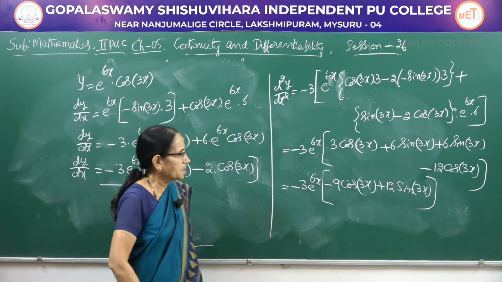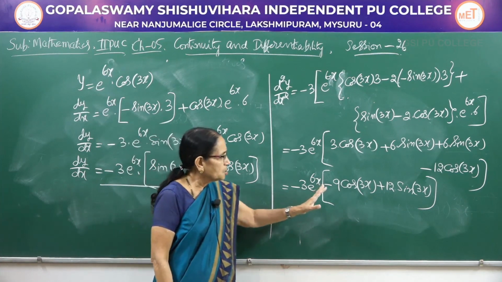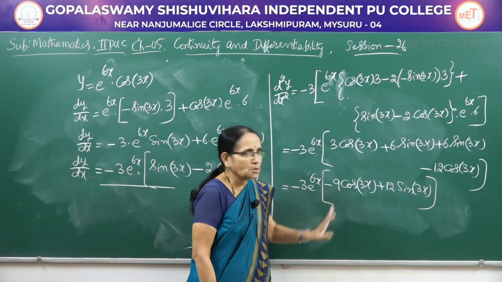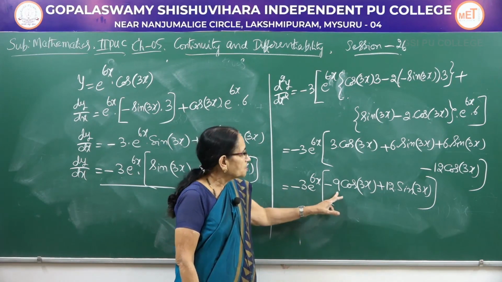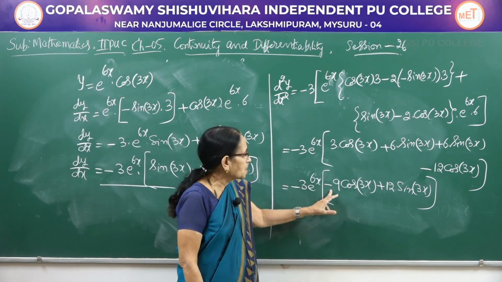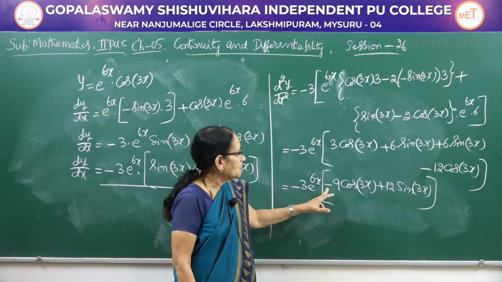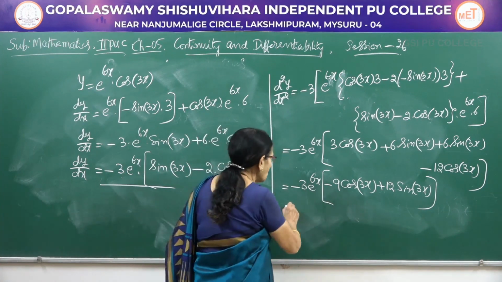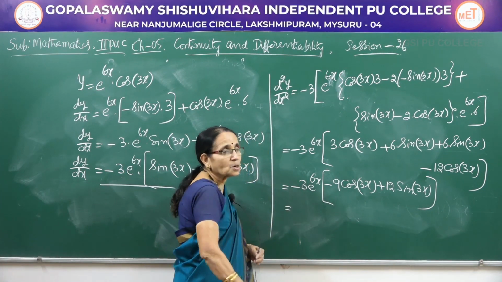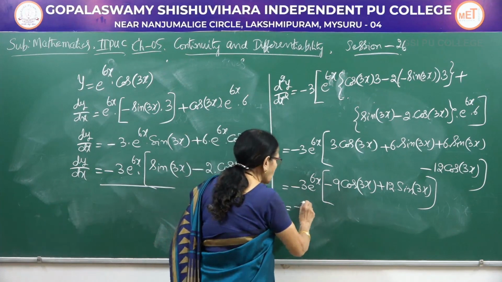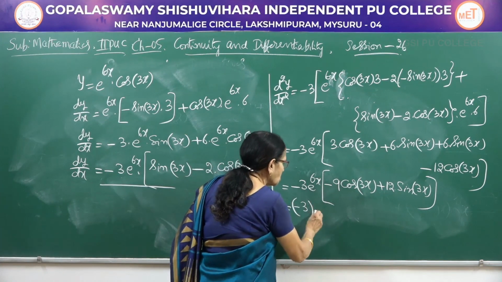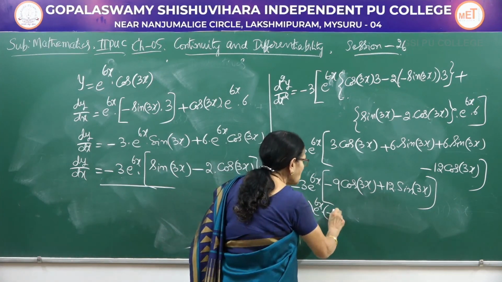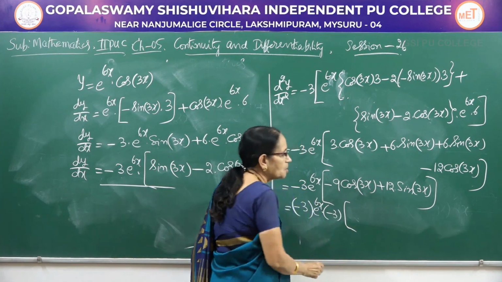Now again, do you have a common factor? Look at the numbers, minus 9 and 12. You can take out 3 as a common factor. I am taking minus 3 as a common factor, because both the 9 and 12 are divisible by 3. When you take out minus 3 here, one more step to express the answer in a better way. Minus 3 into e to the power 6x, this I am writing. And another minus 3 comes out as a common factor.